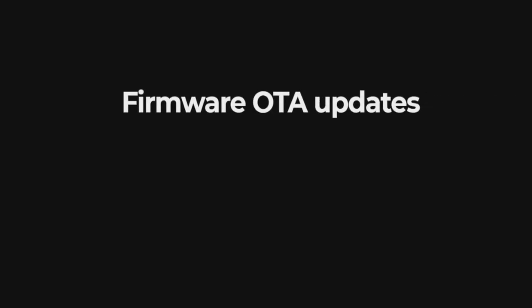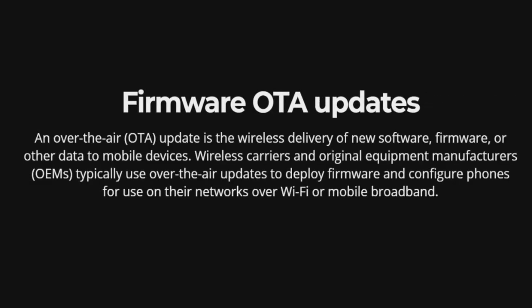Firmware OTA Updates. An over-the-air (OTA) update is the wireless delivery of new software, firmware, or other data to mobile devices. Wireless carriers and original equipment manufacturers (OEMs) typically use over-the-air updates to deploy firmware and configure phones for use on their networks over Wi-Fi or mobile broadband.